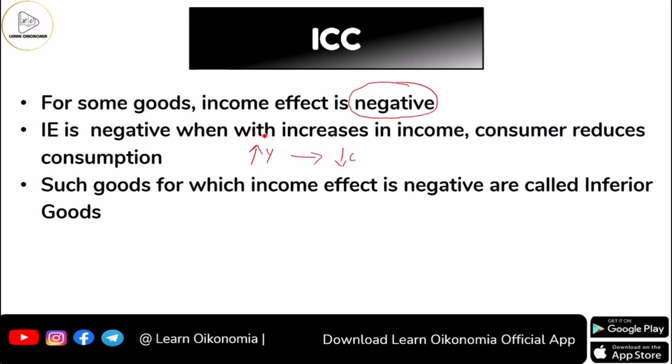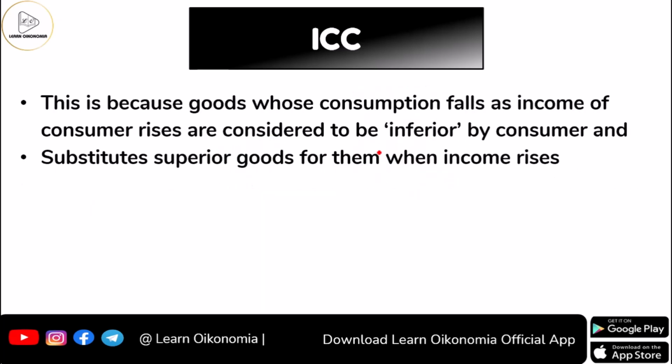Why this happens is because the consumer considers this particular commodity an inferior good. So with increased income, the consumer no longer consumes this inferior good. The person would be switching over to some superior goods, like substitutes. Instead of consuming the good in question earlier, since he has more income right now, he would move on to a superior good by reducing the consumption of inferior goods.